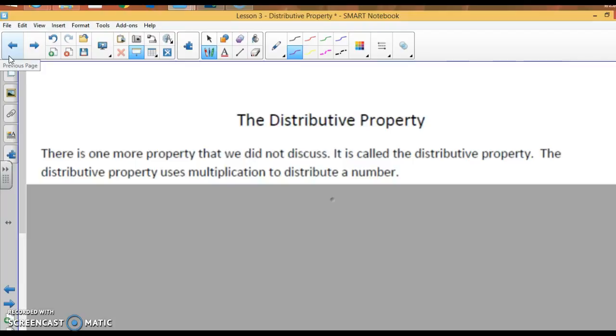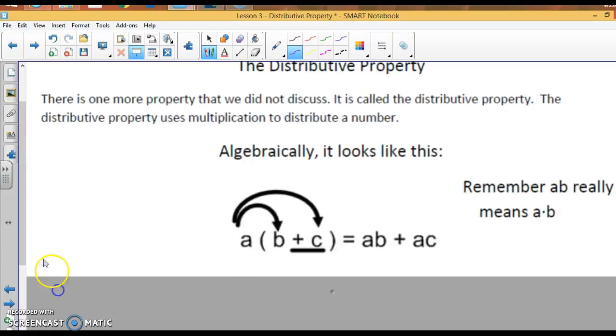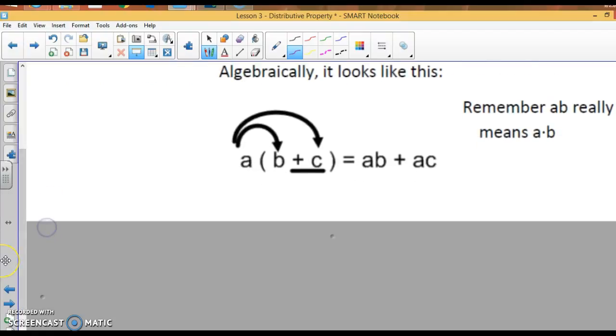All right, we are going to talk about the distributive property. We already talked about the commutative, associative, identity, and inverse properties. The distributive property looks like this: it is A times the quantity B plus C. Remember, when they're right next to each other, it means times, multiply. So you are going to do what we call distribute the A. You need to multiply everything inside the parentheses by what is outside the parentheses. So A times B is AB. Positive A times positive C is positive AC.